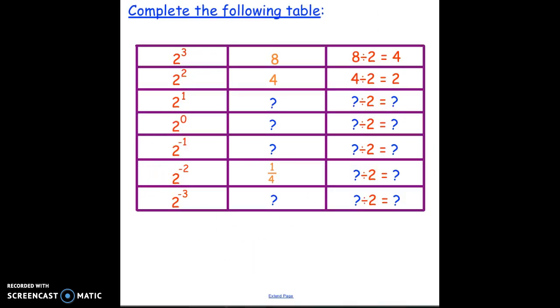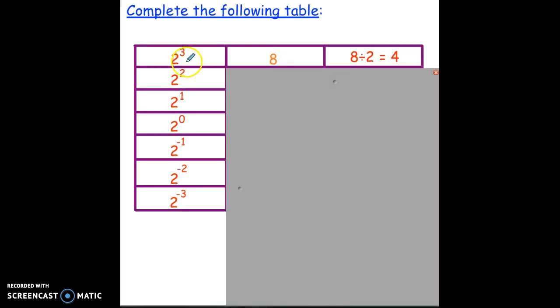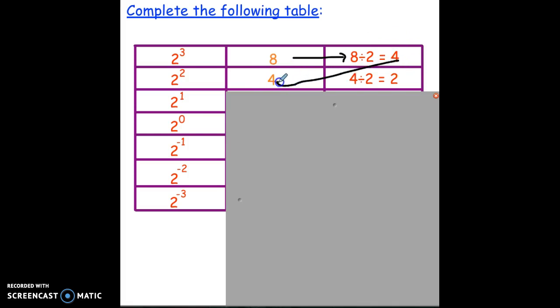We're going to start out by looking at this table here, and we are going to minimize this table just a bit, and we're going to look at one piece at a time. So for this first part, we've got 2 cubed. 2 cubed is 2 times 2 times 2, which is 8. Then we come over here, we've got 8 divided by 2. Well, 8 divided by 2 is 4. So I put that 4 right there. Now we have 2 squared, which is 4. 4 divided by 2 is 2. So that 2 is going to go right here.